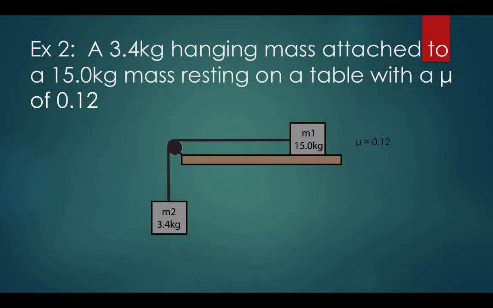Here's our half Atwood example. A 3.4 kilogram mass hanging from a pulley connected to a 15 kilogram mass resting on a table. There is a 0.12 coefficient of friction between mass 1 and the table. Here's force gravity acting on mass 2. Here's force tension at mass 2. Here's force tension at mass 1 and force friction on mass 1. Force gravity on mass 1 and force normal on mass 1.